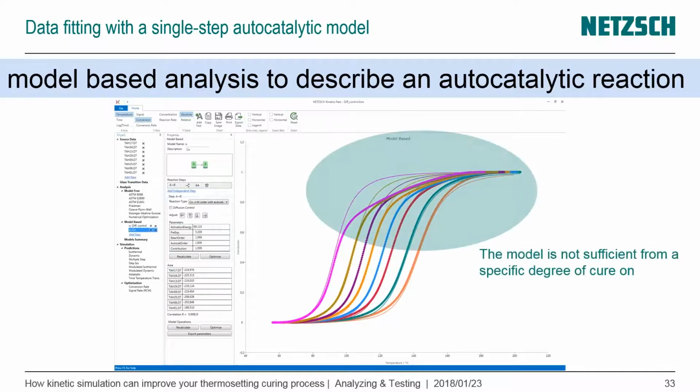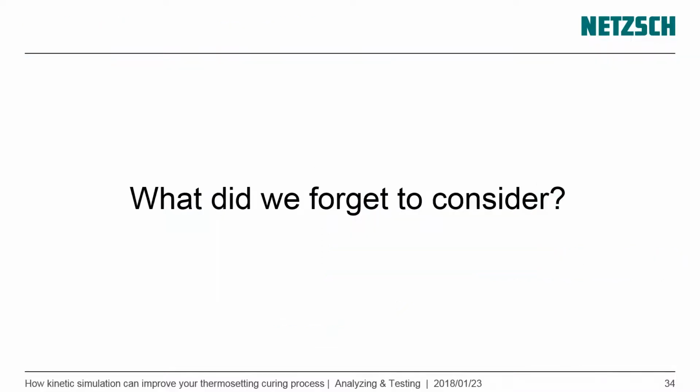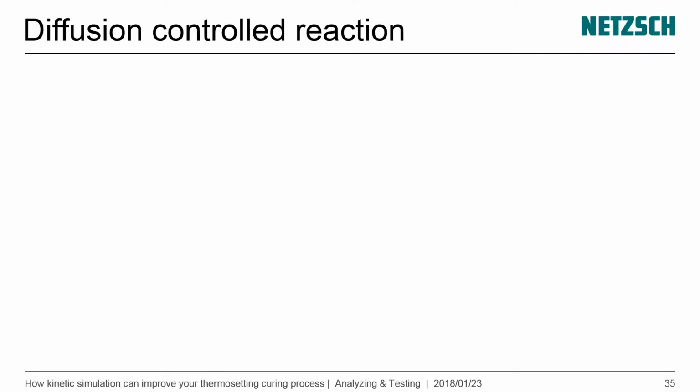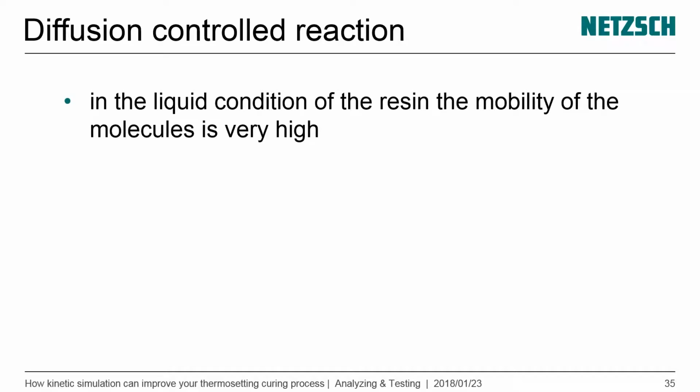And what you could see now is that our model overestimates the reaction rate from around 60% of conversion on. So this model is not sufficient. So what did we forget to consider? We forgot that in a curing reaction, from a specific degree of cure, we have diffusion control reactions. So what does this mean?